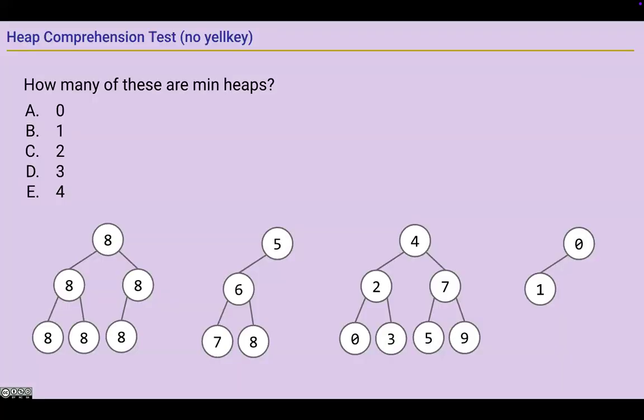Cool. What time do we go to? Right, 35. Okay, which ones of these are min heaps? You could count how many of these are, but I could also say A, B, C, and D, which ones are. So write down which one of these you think are min heaps.